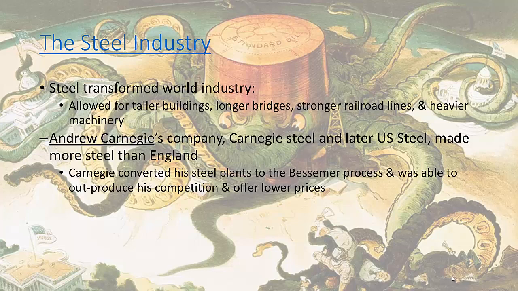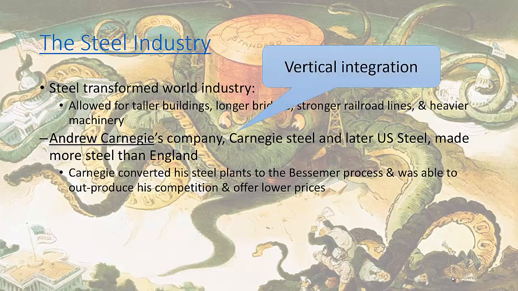Carnegie Steel later becomes known as U.S. Steel, and that company alone makes more steel than all of England. He converts his steel plants to the Bessemer process, which force blasts of cold air into the high heat furnaces, therefore making a stronger and therefore far superior product. He's able to outproduce his competition and offer lower prices, all while giving a superior product, and Carnegie Steel takes over steel production in the United States.